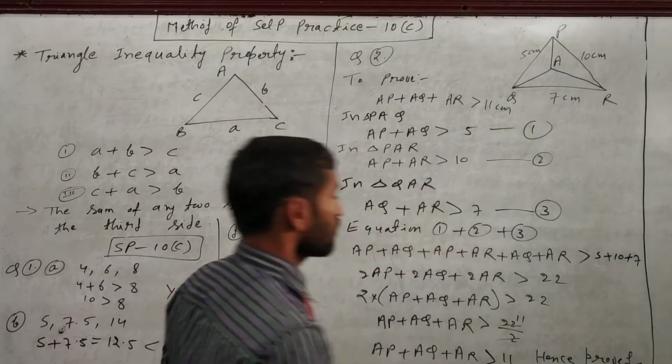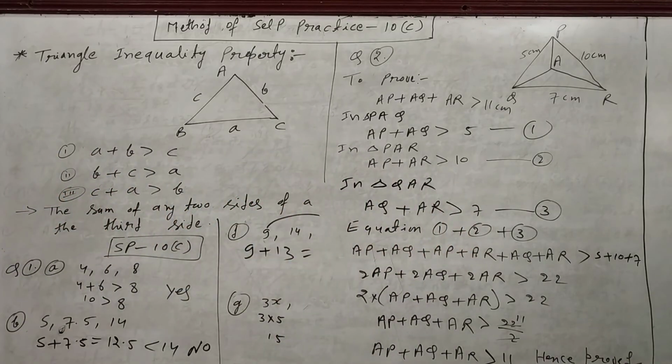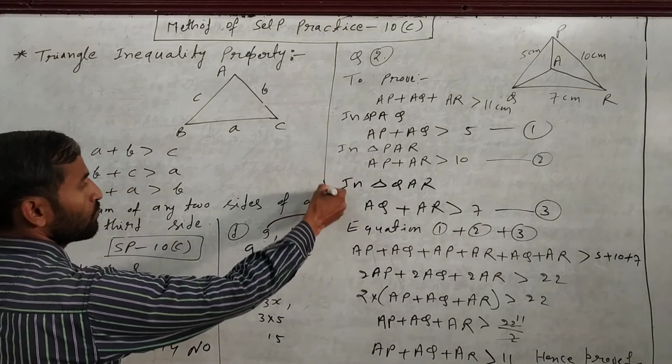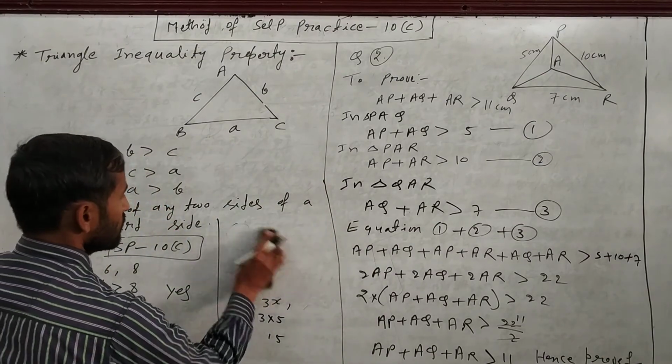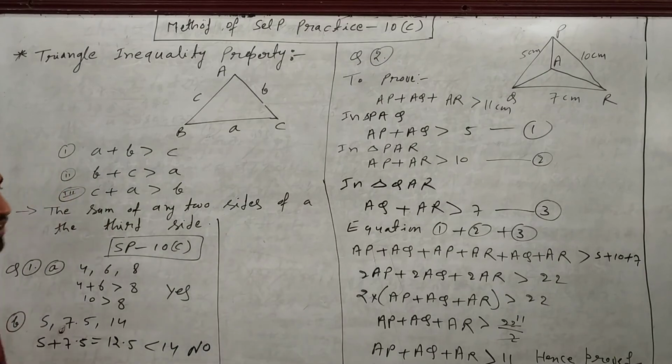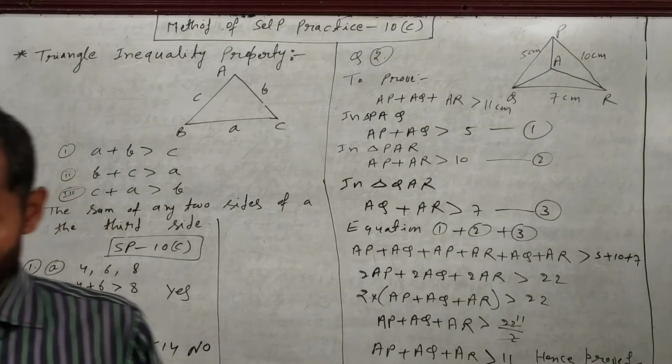We have to prove this one only, so this is the final answer. Like that you have to solve if a proving question comes like this. So we have to use the triangle inequality. So that's all for this exercise.